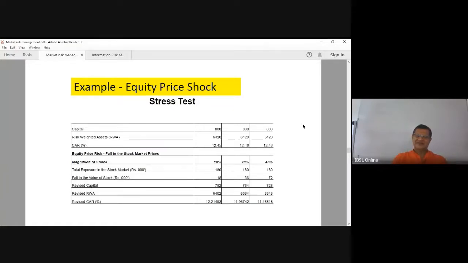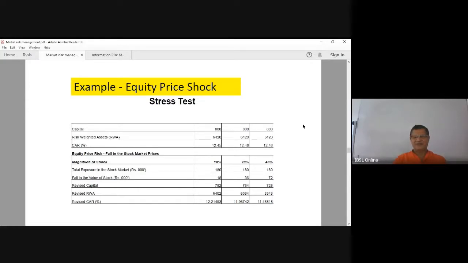Now, similarly, generally in the banks, when we do foreign exchange, you have a limit. This particular bank has a capital of 800 million. I have taken an example, and the total risk-weighted assets are 6,420,000,000. The capital adequacy at that time was 12.45. We'll see how it is affected if share prices fall by 10%, 20% and 40%. The total exposure to the share market by this particular bank is 180 million.